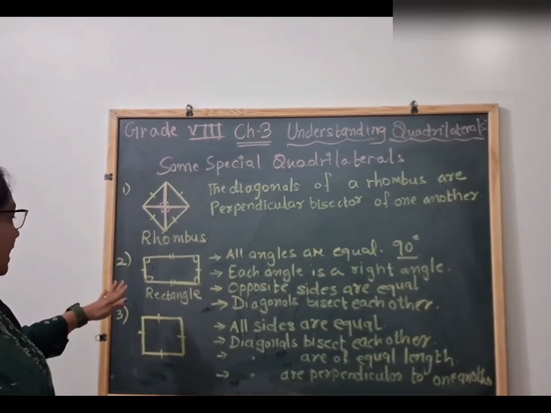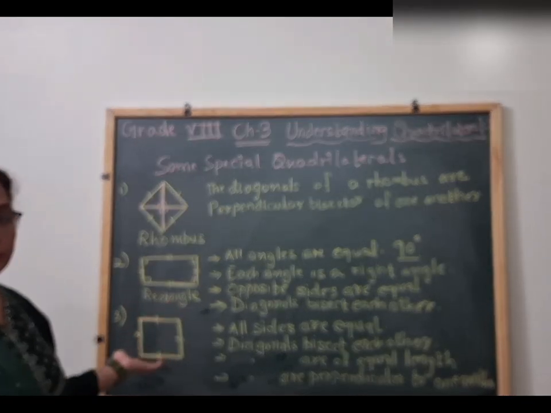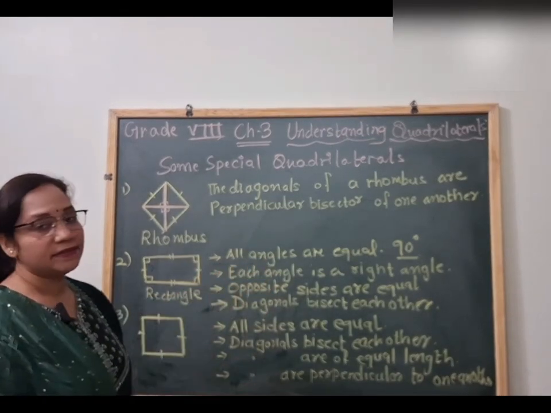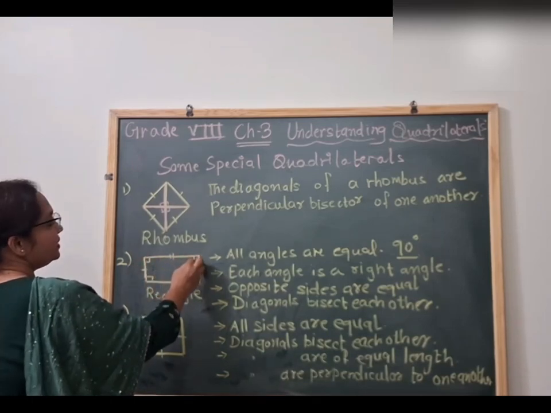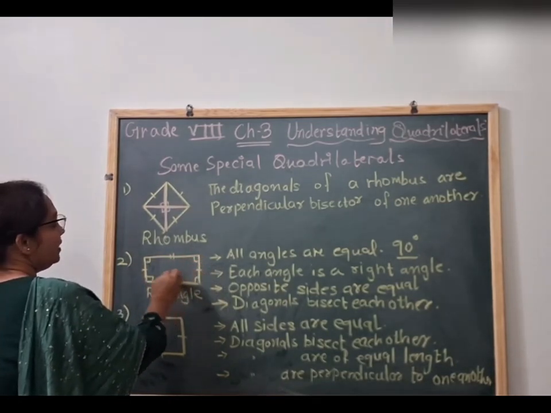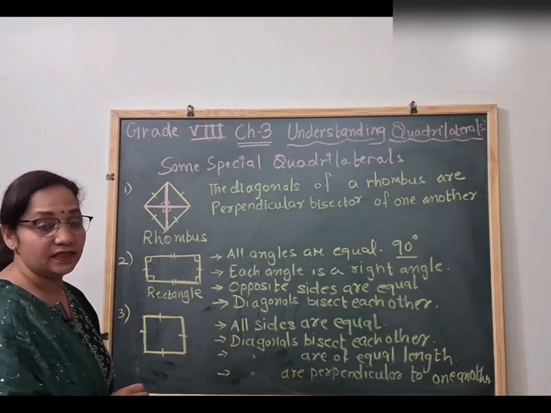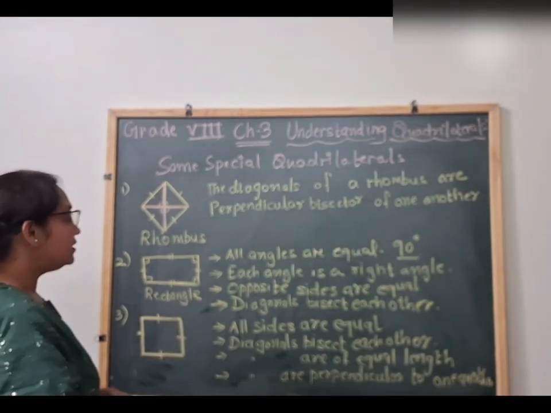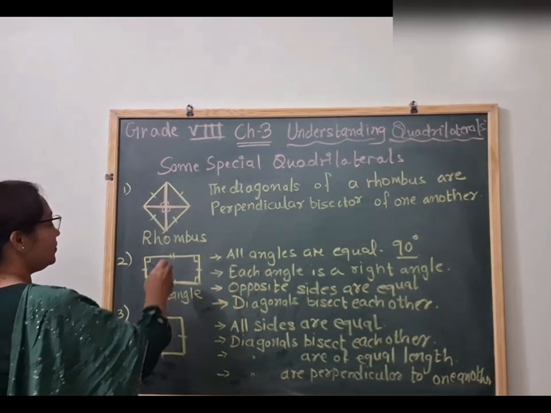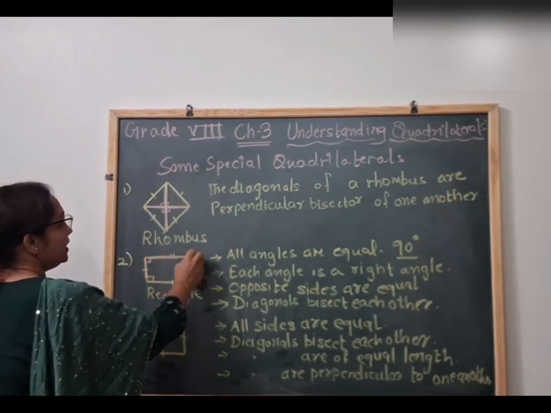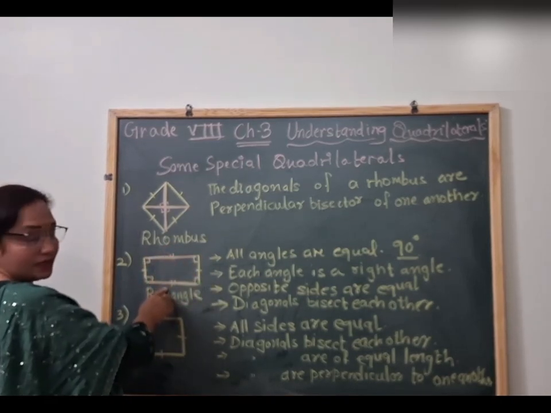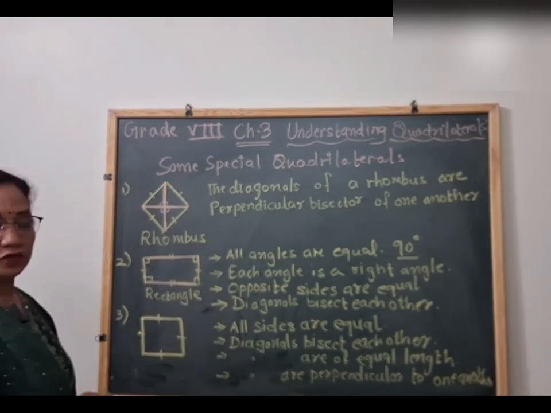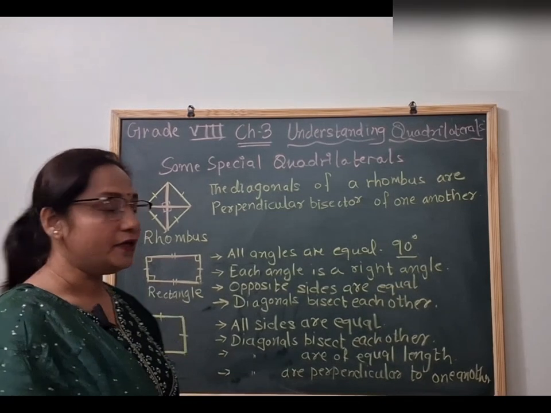The next one is rectangle. This is very simple. You have already studied rectangles in your previous classes. Here all angles are equal. All the angles in this rectangle are equal and they are 90 degrees. They are equiangular. Each angle is a right angle. Then opposite sides are equal. Here you can see this side and this side are equal, and these two sides are equal. So opposite sides in a rectangle are equal.